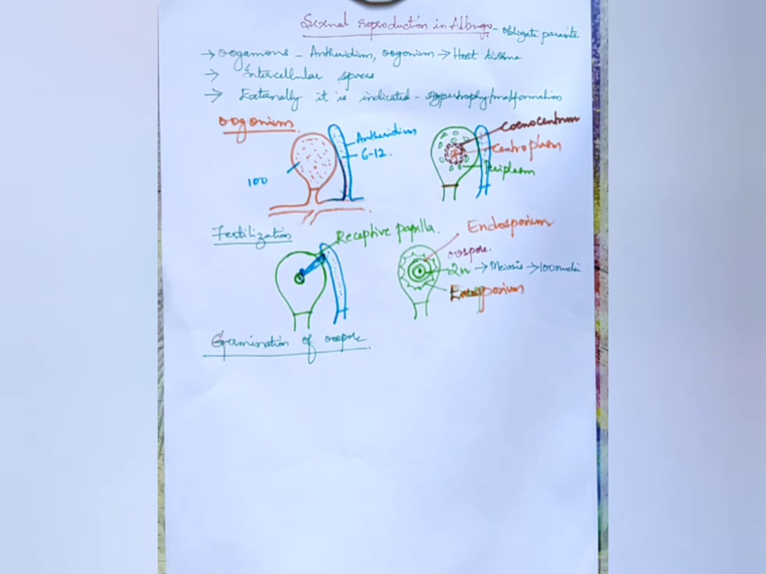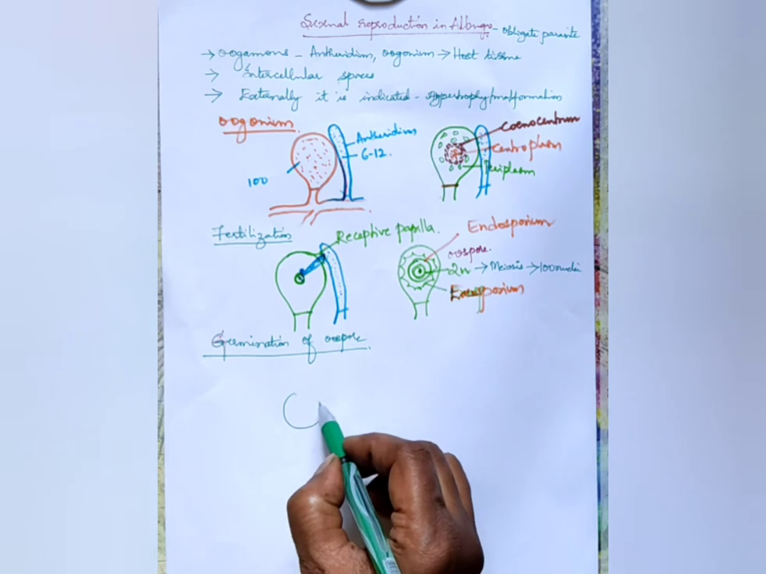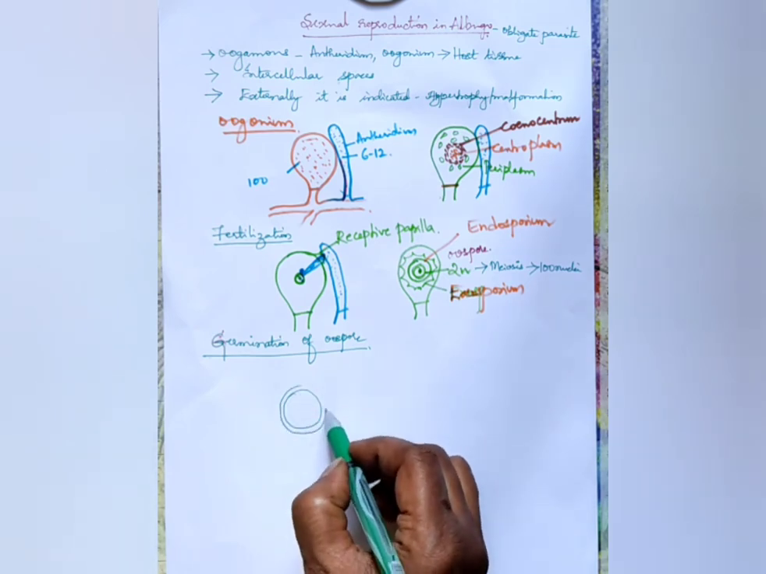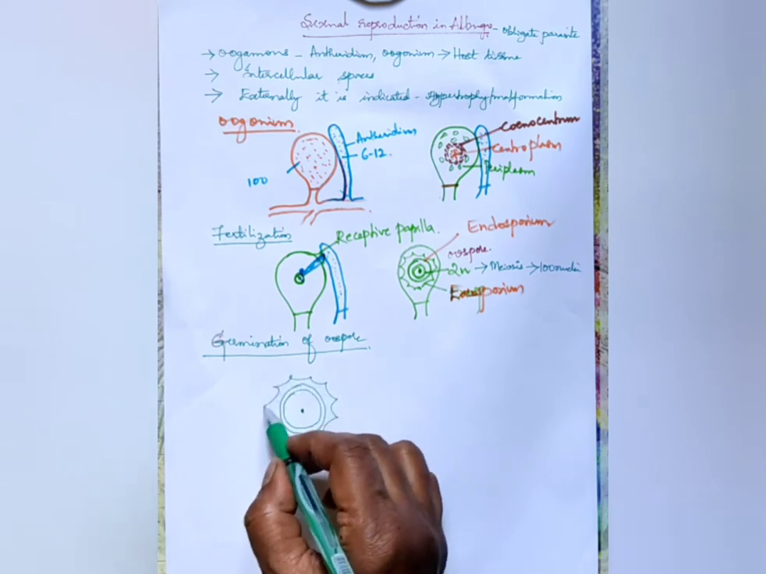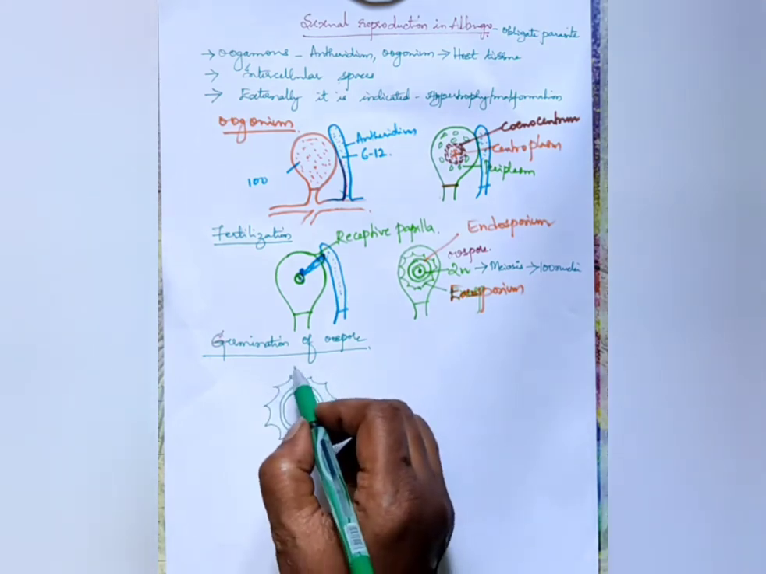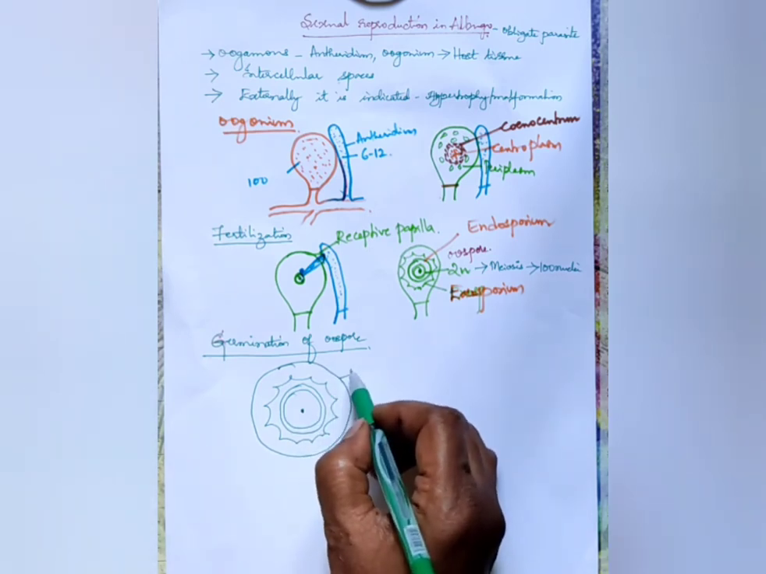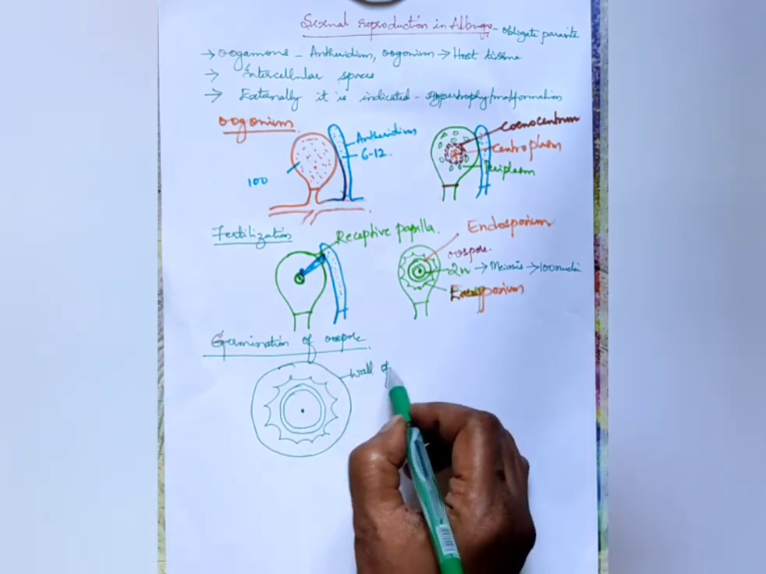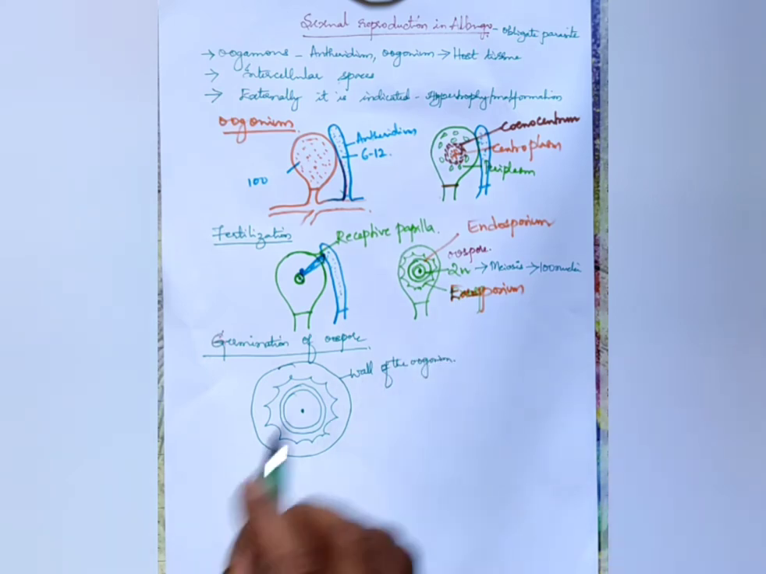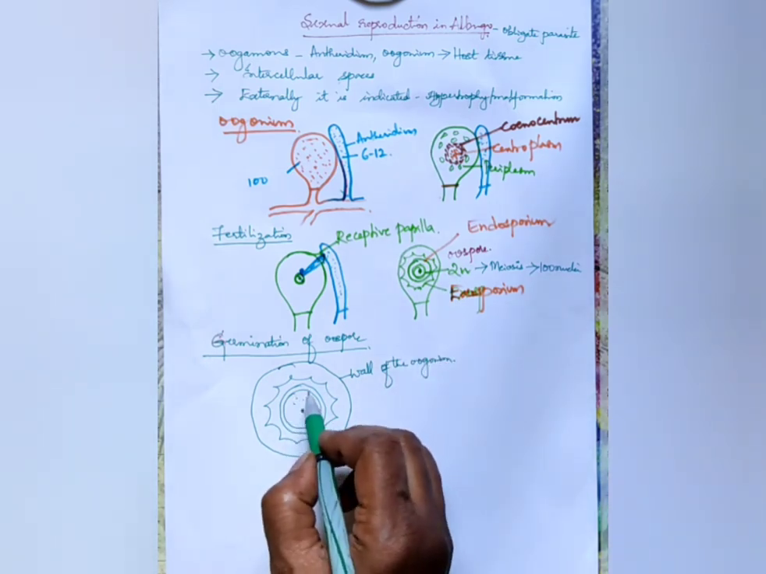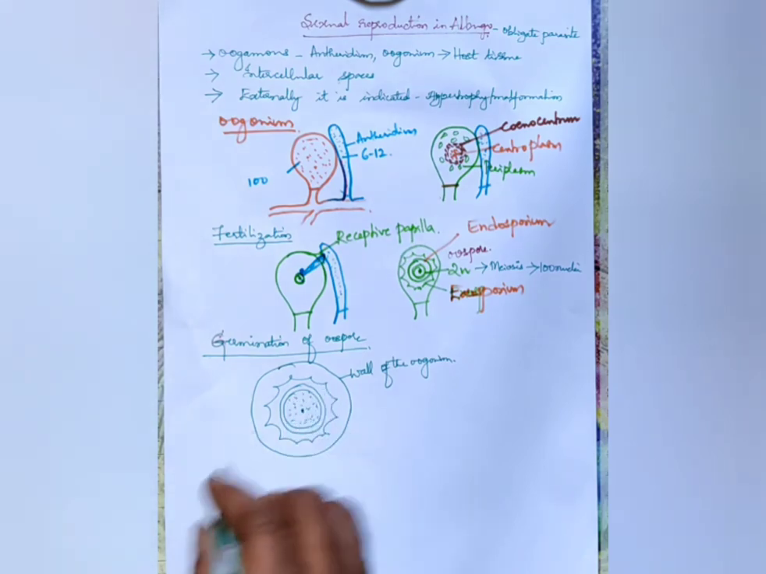So now what happens is, this is the oospore with a thin endosporium and the thick exosporium. It is present in the wall of the oogonium. So now this undergoes a number of divisions, resulting in a number of nuclei.